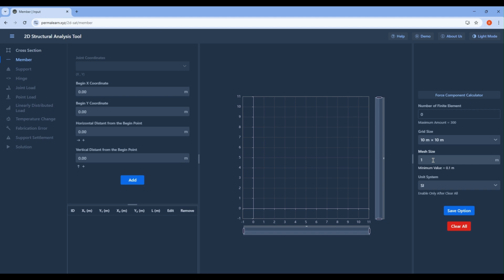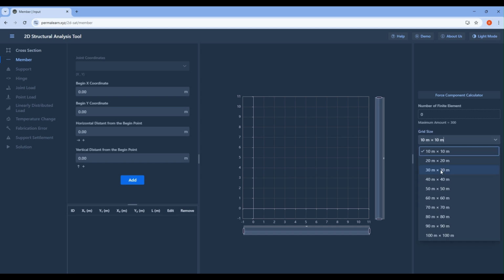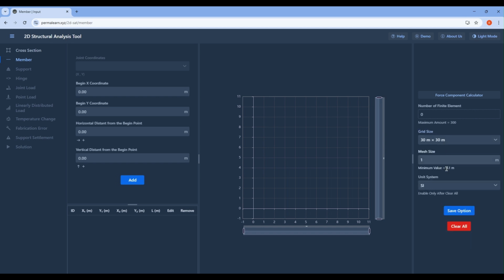And now let's begin with the setting. So after you click the link, it will automatically set the grid size here to 10 meter x 10 meter. And if you are working with a larger project, you need to change the grid size to a size that fits your project. For example, I change it to 30 meter x 30 meter. And for this mesh size and the number of finite elements, I will explain it later.